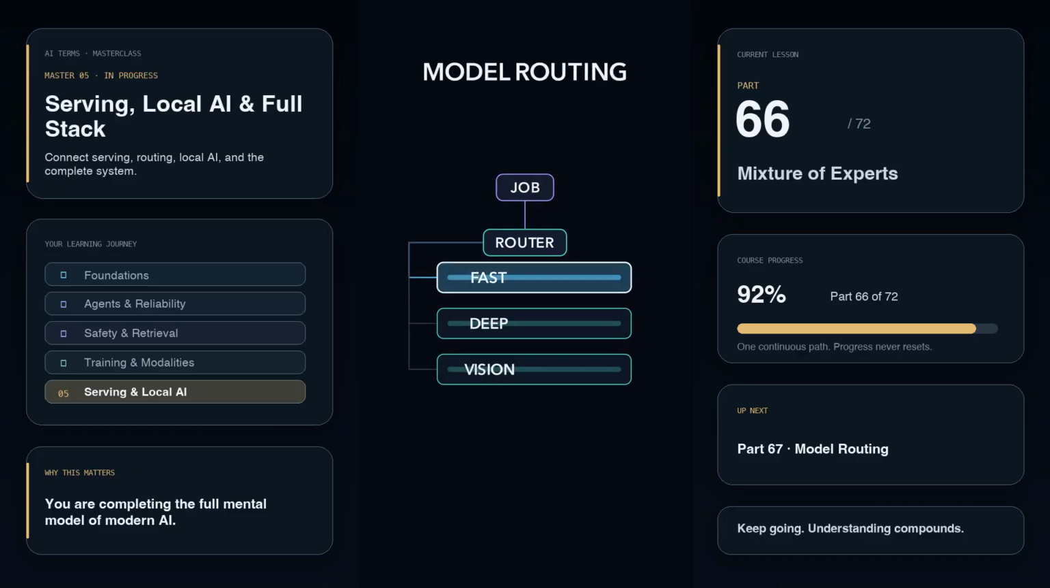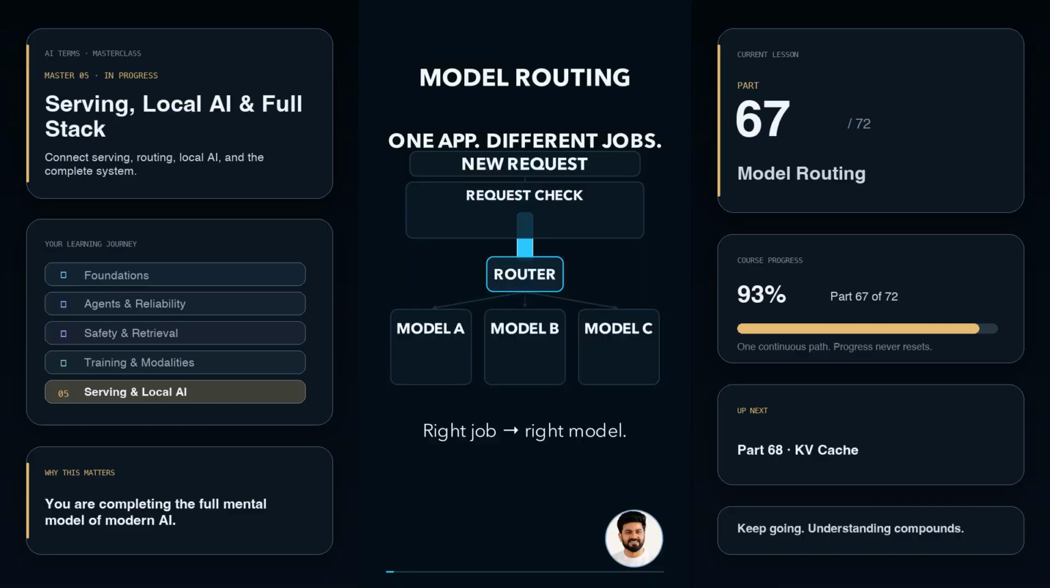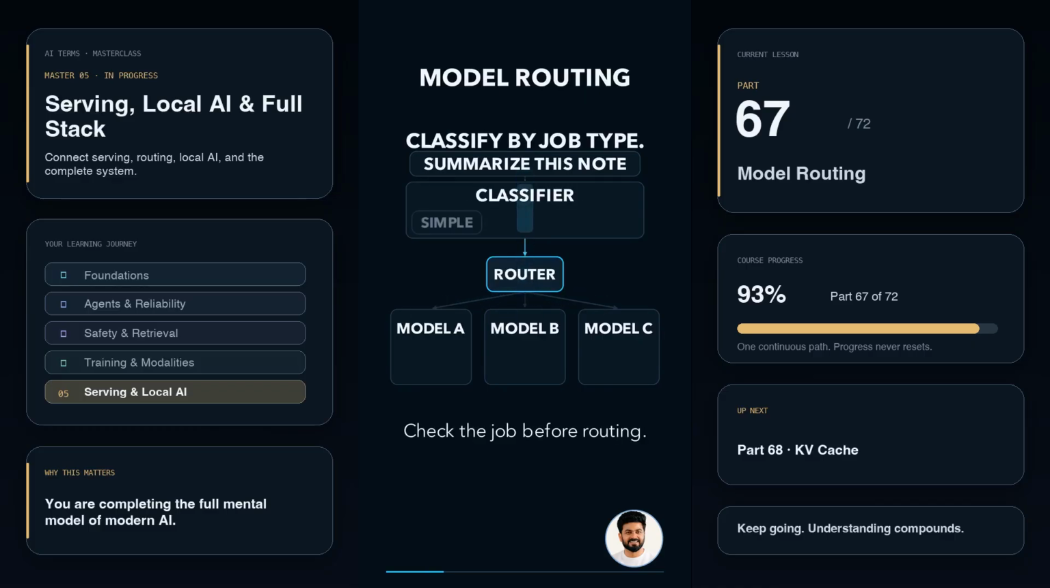Coming next, model routing, choosing the right model for each job. One AI app does not need one model for every request. It can route each job to the model that fits. A request arrives. Summarize this note. First, a classifier checks the job. Is it simple, complex, or sensitive?